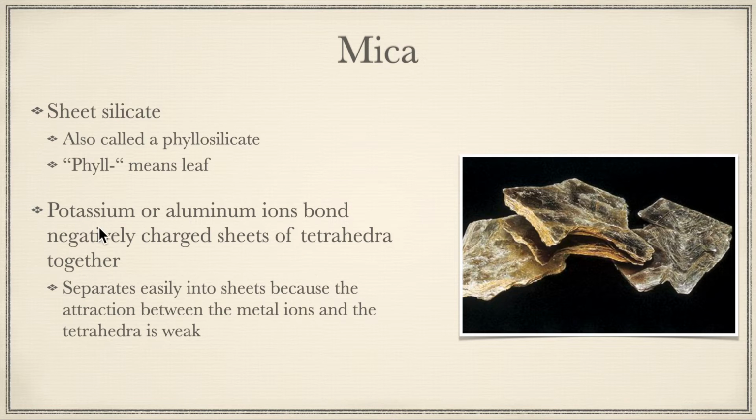So we talked about these being held together by the potassium and aluminum ions, which would bond to the negatively charged sheets of tetrahedra and would hold them together. But those sheets would easily separate because the attraction between the metal ions and the tetrahedra was really weak. So these could very easily be peeled off in very thin sheets. Thin enough, in fact, you could actually see through them. They used to use these to make windows for pilot lights on furnaces and stuff because they were heat resistant, but you could get a piece thin enough that you could see through it to see if the pilot light was lit.